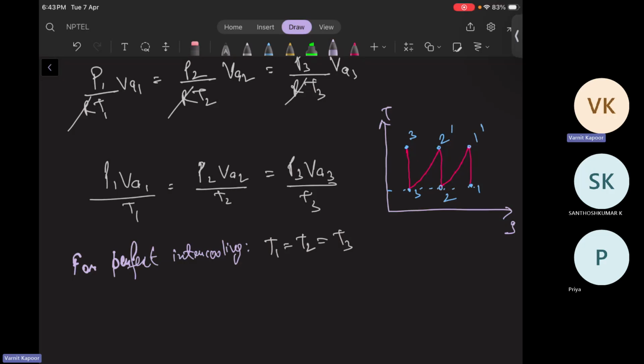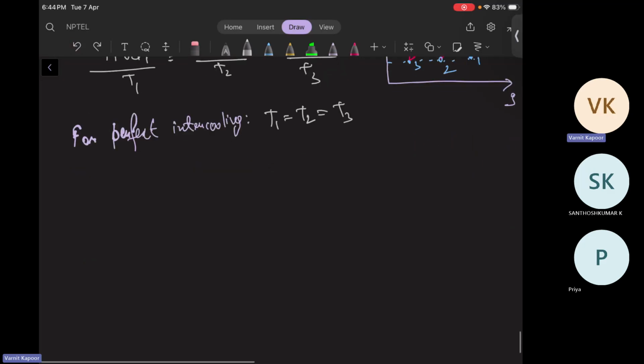Okay. T1, T2, T3 all are equal. So we can say that these denominators will cancel out. Therefore, we are just left with P1 VA1 is equal to P2 VA2 is equal to P3 VA3.